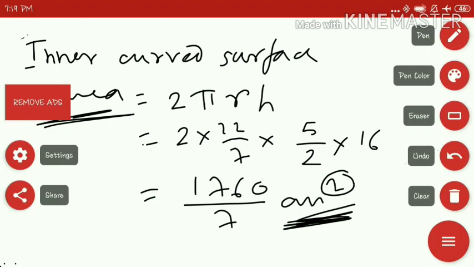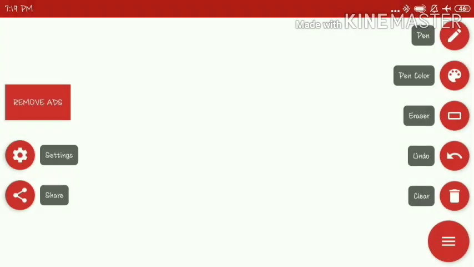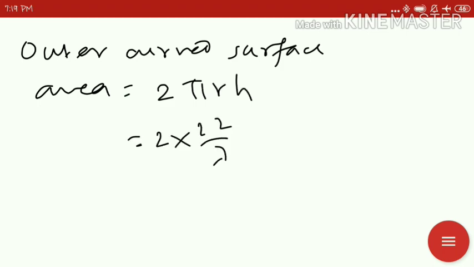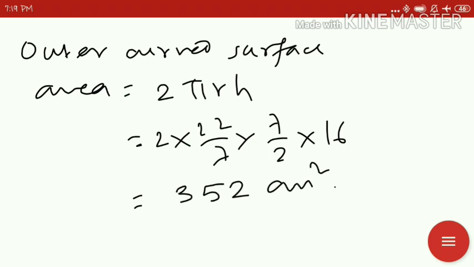Now I'll find the outer curved surface area. While you are looking at my solution, try to compare it with your solution. 2 pi rh, that is 2 into 22/7, and the radius is 7/2, and the height is 16. You will find the value is 352 centimeter square. That is the outer curved surface area.